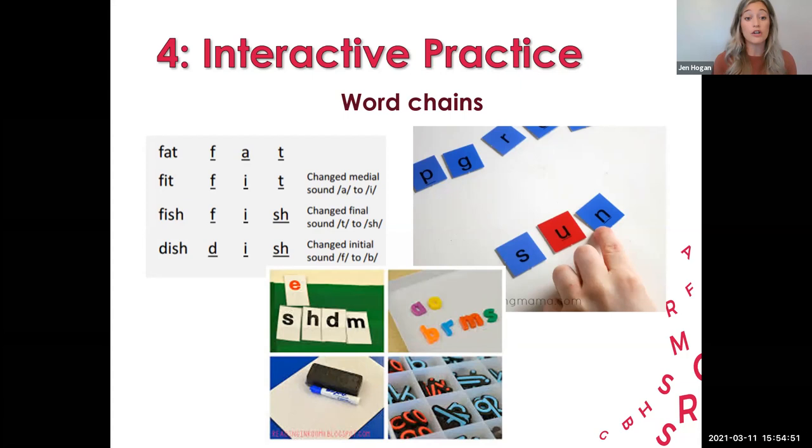But these are word chains, which I love, and just did a little bit of that in the few slides before. But that means you're just changing one target sound at a time. And you can see an example of that over here. You could, again, whiteboard and marker, pencil and paper does just fine. That's how I prefer to do it. But you could also give them another multi-sensory opportunity by using magnet letters or word cards or letter cards or letter tiles in some way.